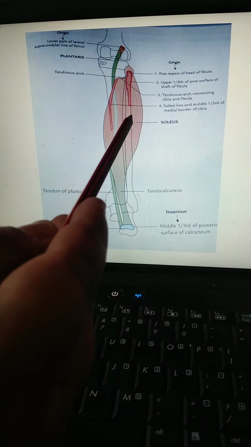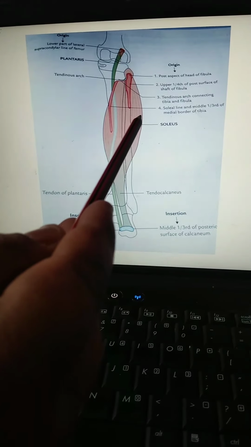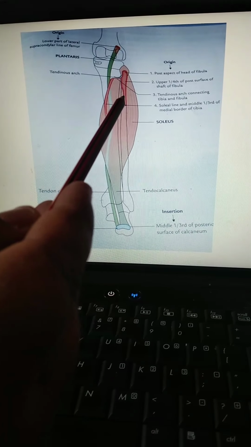Sometimes a small sesamoid bone is found in the tendon of origin of lateral head of gastrocnemius, that is known as fabella.